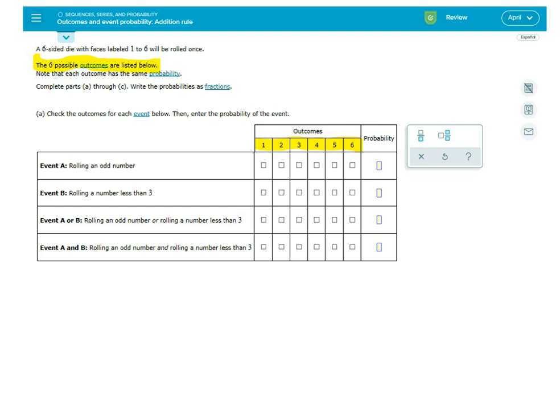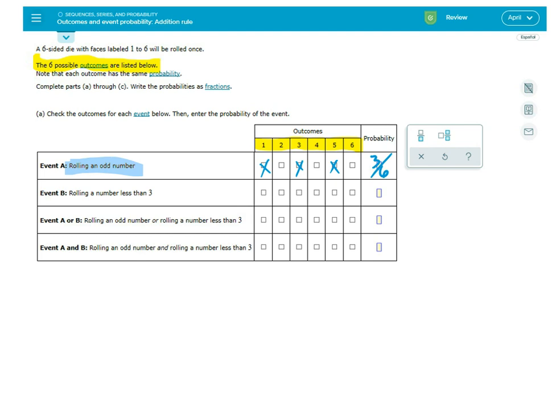Now they want you to answer parts A through C and write the probabilities as fractions. So for the first one, they want the event of rolling an odd number. What you're simply going to do is click on each box that is an odd number. So I would click on 1 and 3 and 5. Those are all odd numbers. And since that's 1, 2, 3 out of the 6 outcomes, that's my probability, 3 out of 6.